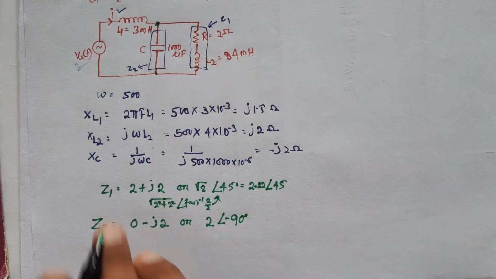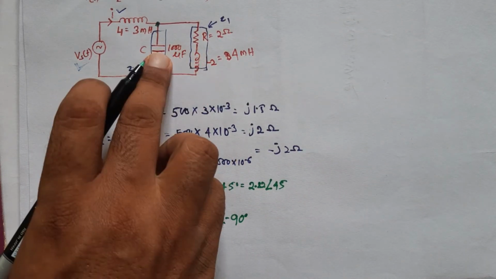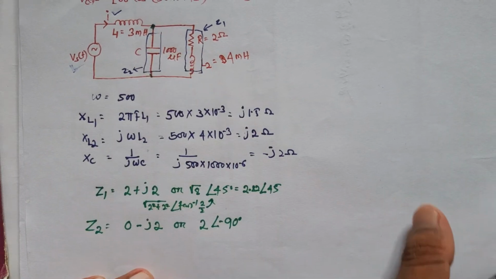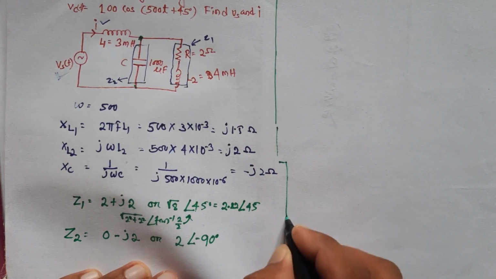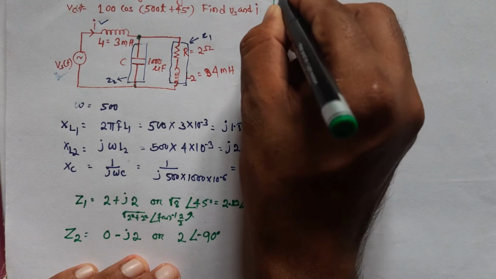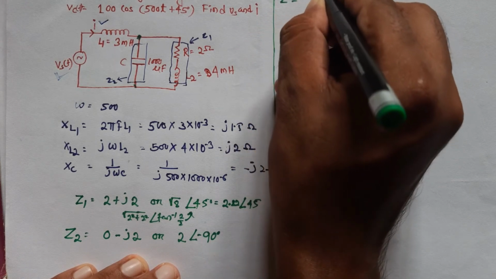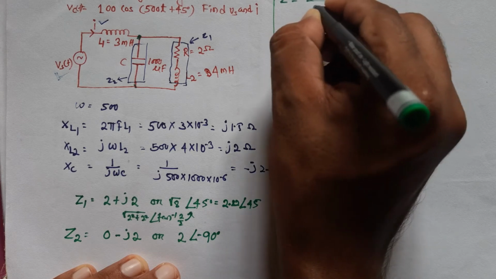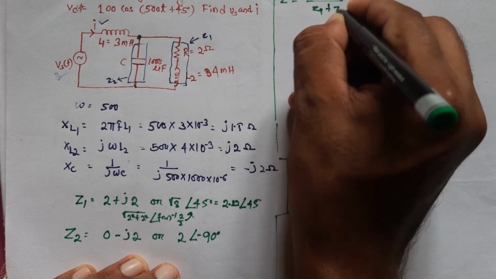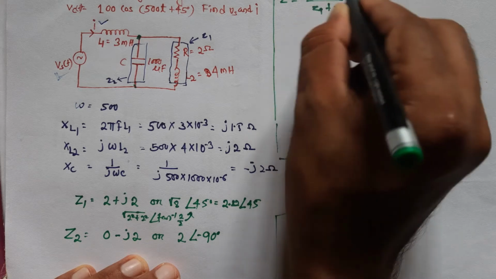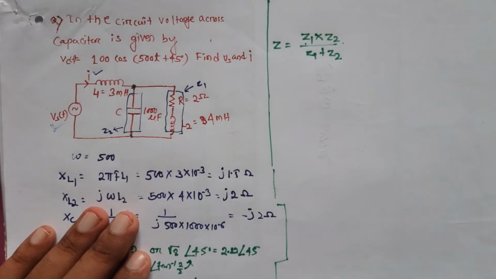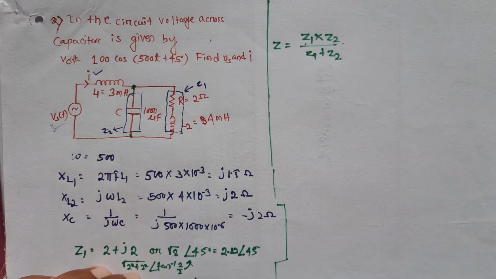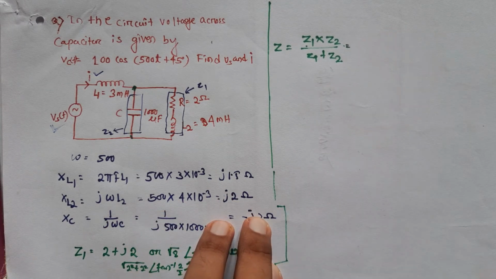So first of all we need to make these impedances a single impedance. Let this single impedance be Z. Z is equal to Z1 into Z2 divided by Z1 plus Z2. We know that when we multiply, we use polar form, and when we add, we use rectangular form. So we can write it like that.